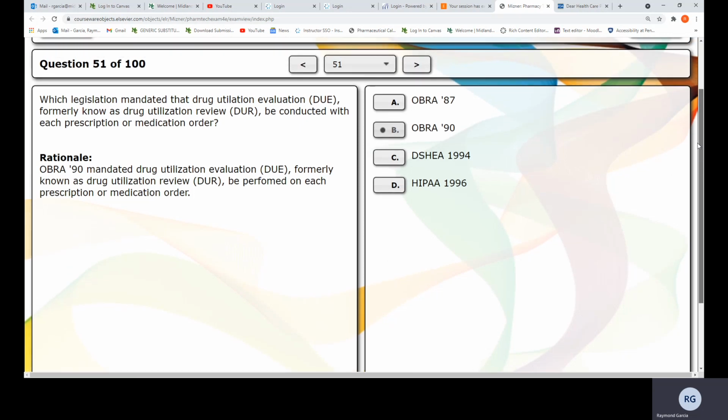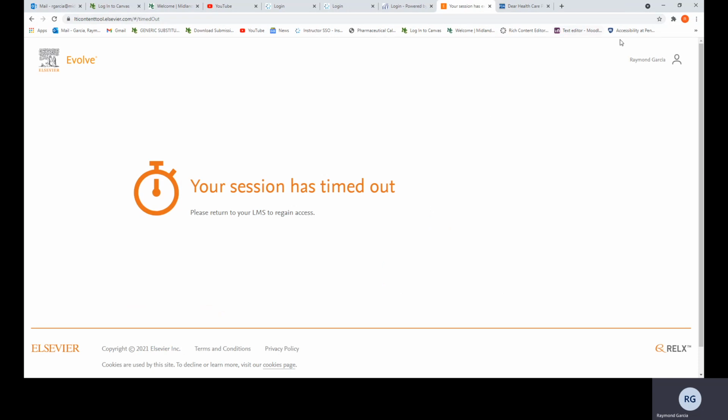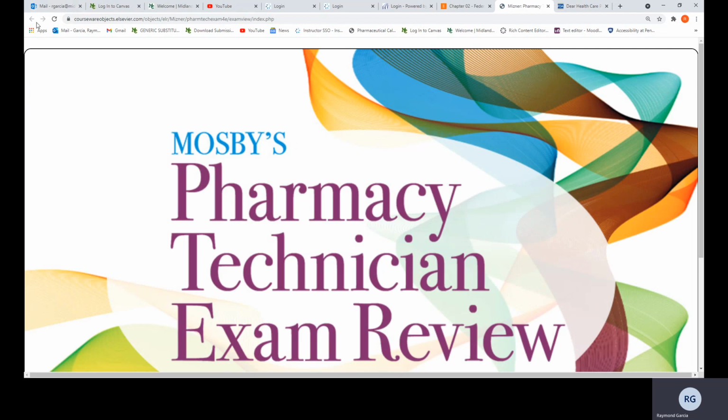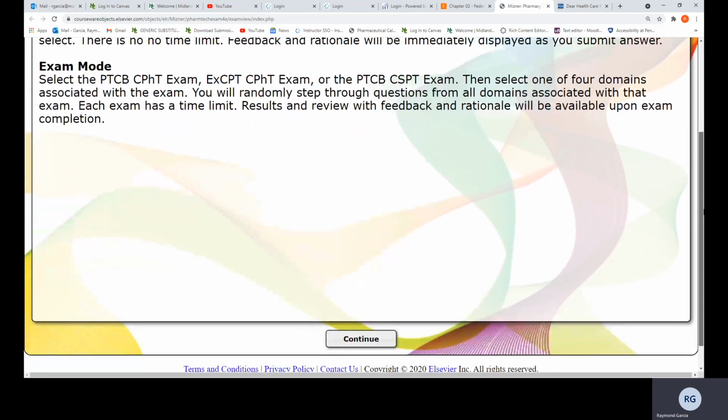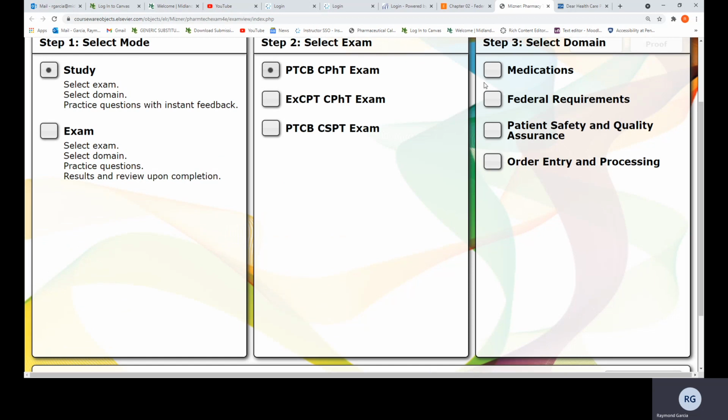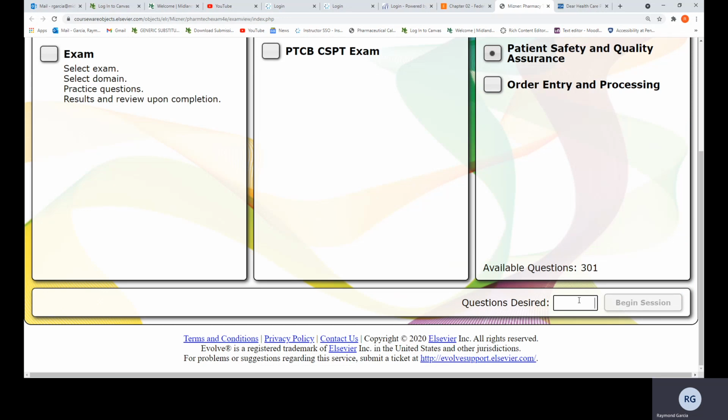All right, I'm going to change course here and move on to the next set of questions, which are patient safety and quality assurance. See how far we get.